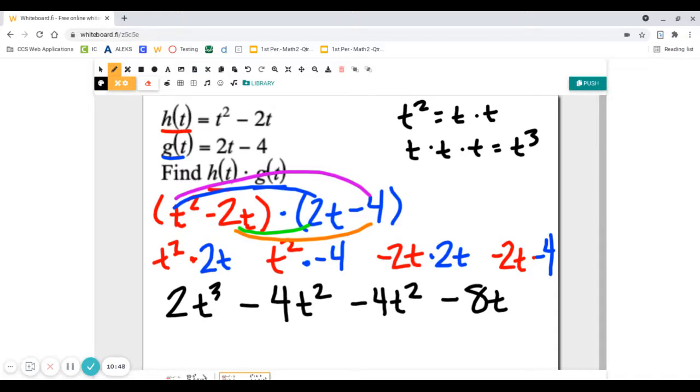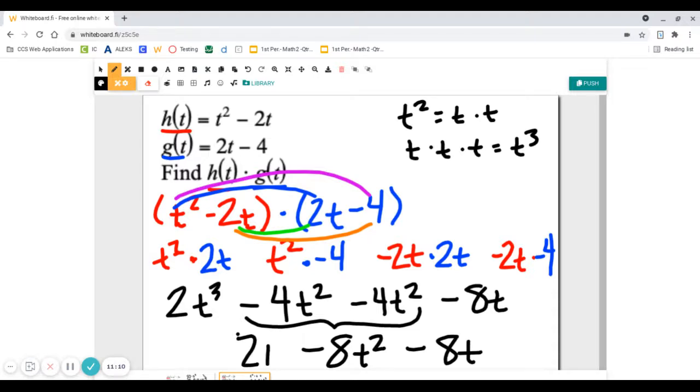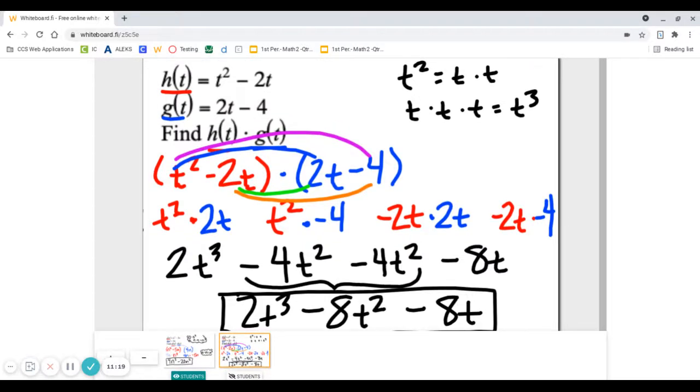Now, when I look at this, I'm not done because I can still simplify because I have like terms. The t squared terms are the same. So I'm going to go ahead and combine those. Negative 4 and another negative 4 will be a negative 8. So this here becomes negative 8t squared. On the end, I bring down the negative 8t, and on the other end, I have t cubed. So here's my answer. So we have 2t to the third power minus 8t squared minus 8t.